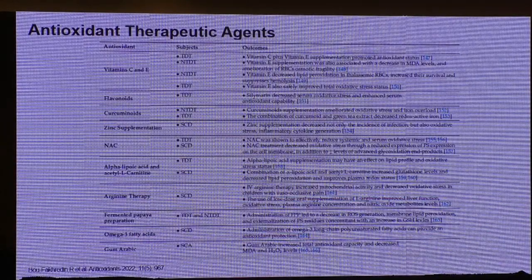Next, we move to antioxidant therapeutic agents. We have many general antioxidants that have been reported in the literature. We know about all of these: vitamin C and E, flavonoids, curcuminoids, and acetylcysteine. Many of these have been used in transfusion-dependent, non-transfusion-dependent, and even sickle cell disease patients.